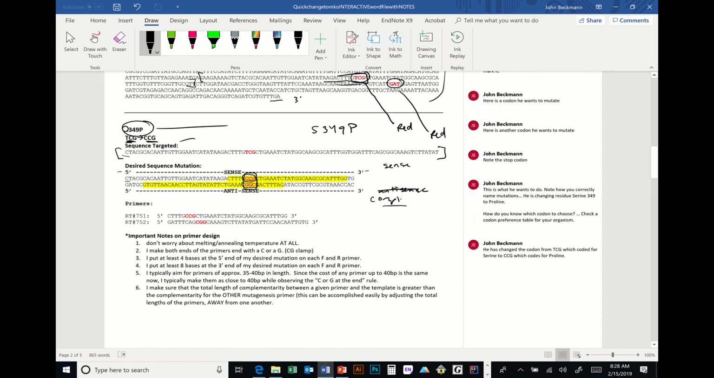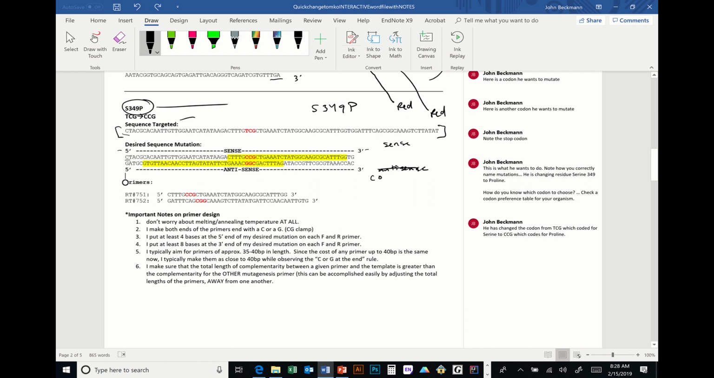Okay, now to make his primers. Let's clean this up a little bit. Okay, so to make his primers now, there's a couple rules I'll talk about. In QuikChange, I don't worry about annealing temperature at all.